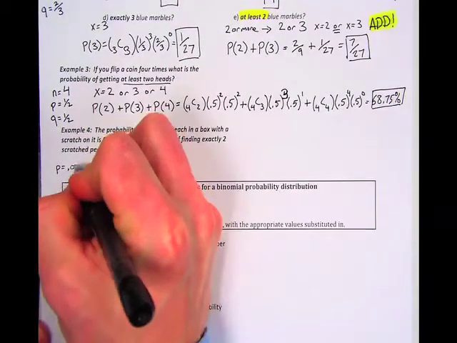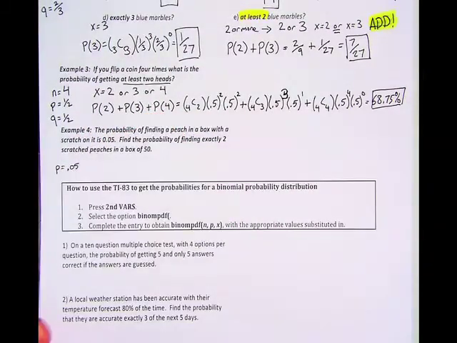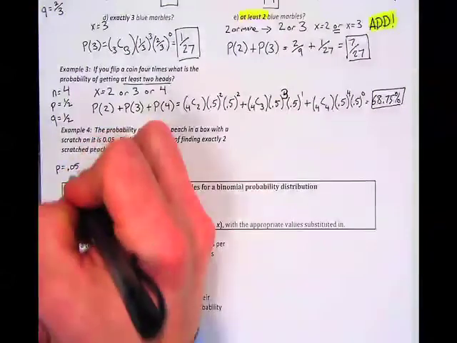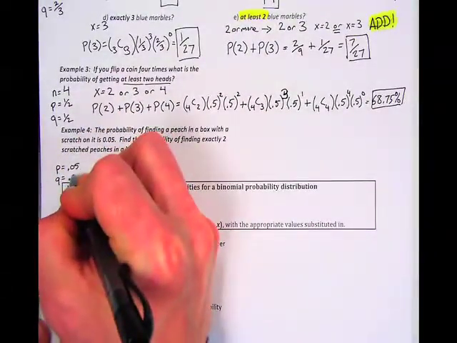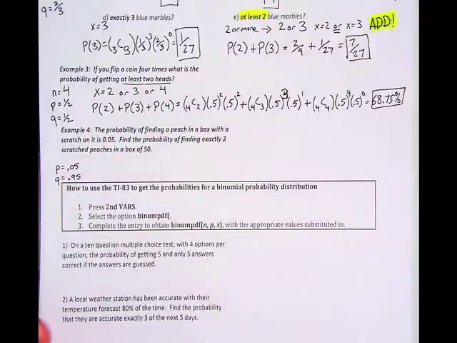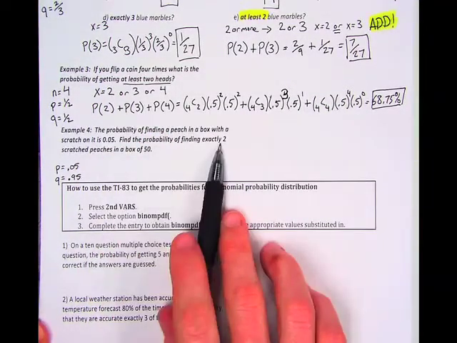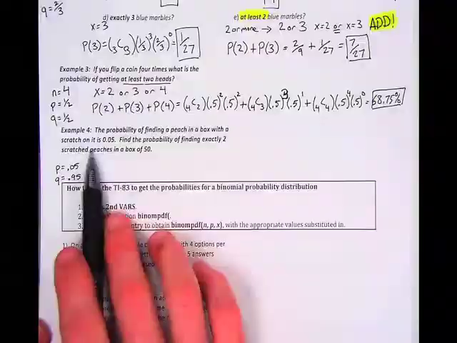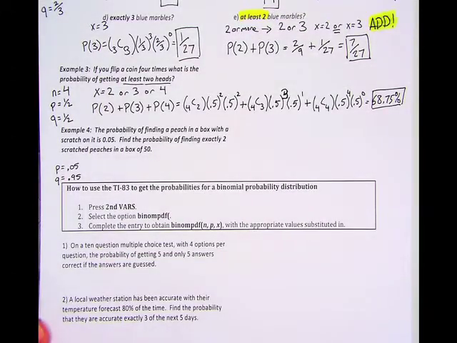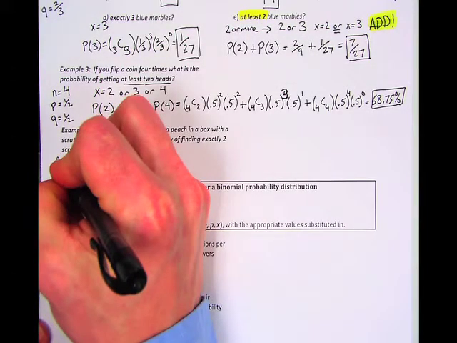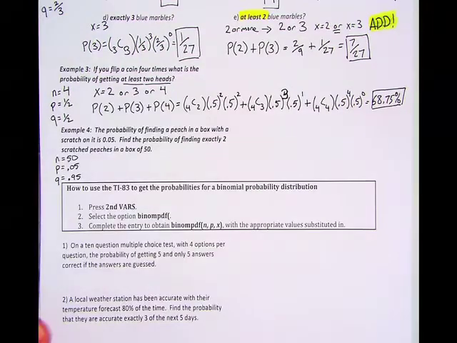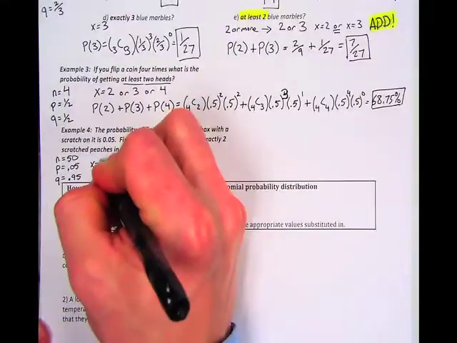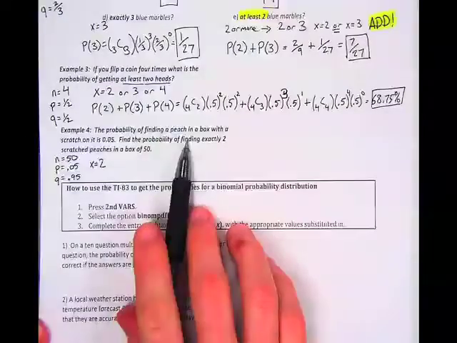So you don't always have to find that. So if P is 0.05, Q is 1 minus 0.05, which is 0.95. Now it says find the probability of finding exactly 2 scratched peaches in a box of 50. So when we think about this, N is going to be 50 for the 50 peaches in the box, and X is going to equal 2 because we're looking for exactly 2 scratched peaches.